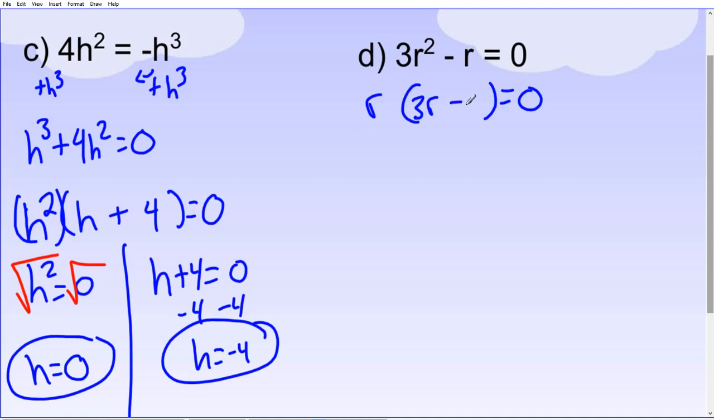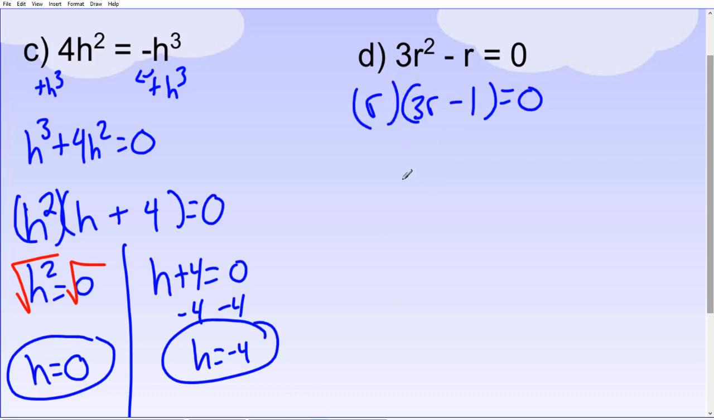But we can't do that. If I would distribute this back out, yes, r times 3r is 3r squared. But r times 0 is not r. What would this number here have to be so that r times something is still r? If you're thinking it's a 1, you're absolutely right. It is a 1. That's what it has to be. So now r times negative 1 is negative r.